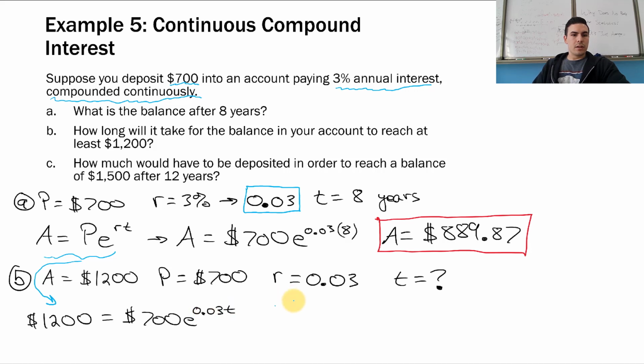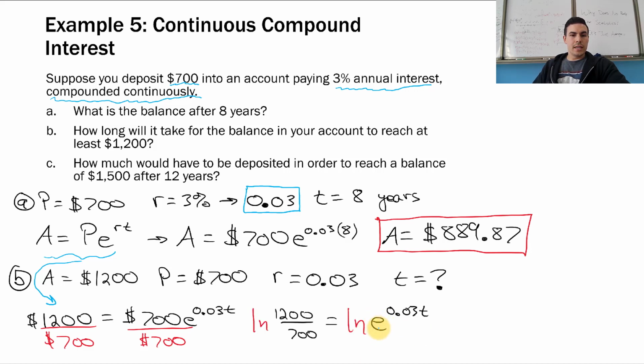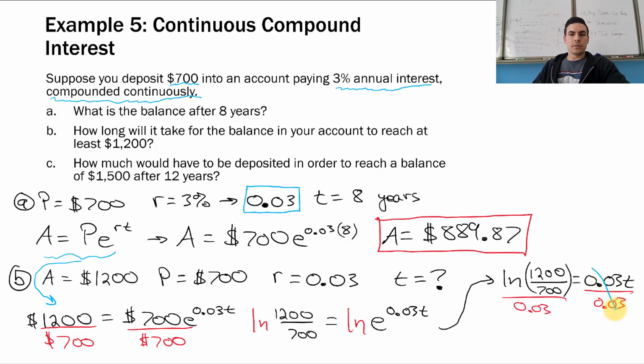In order to solve for T, we're going to divide by $700, and that will isolate our e term. Then from there, we can take the natural log of both sides. Hopefully you realize you can do that because I've got this e term here, and this is going to simplify to just 0.03t. Then I can divide by 0.03, and these 0.03s will cancel out. So I just have natural log of 1200 divided by 700, all divided by 0.03, and that's going to give me a time of roughly 18 years.